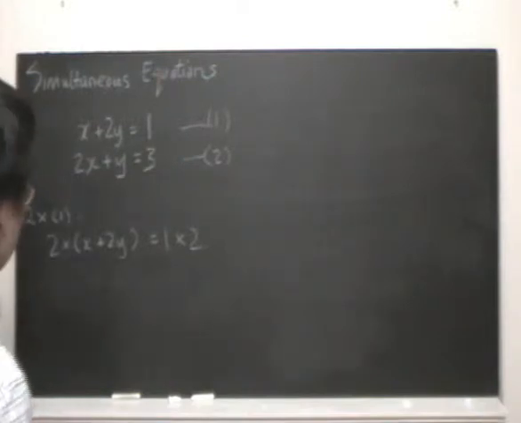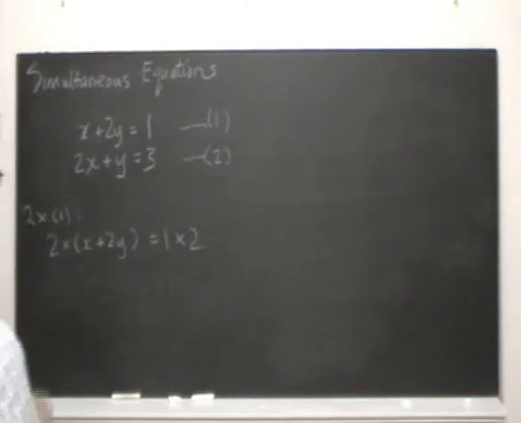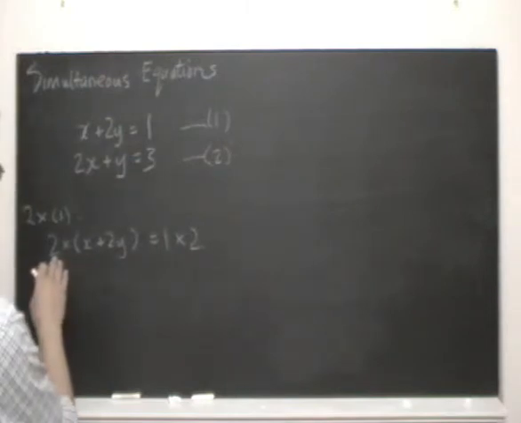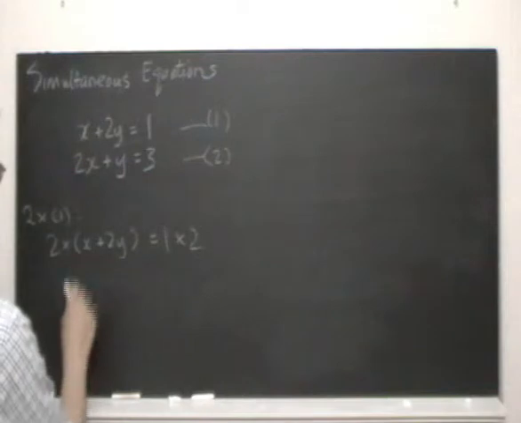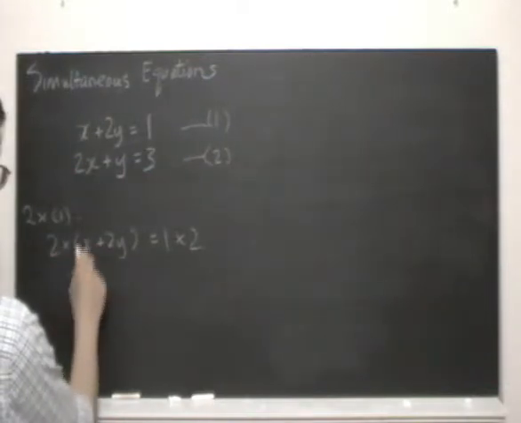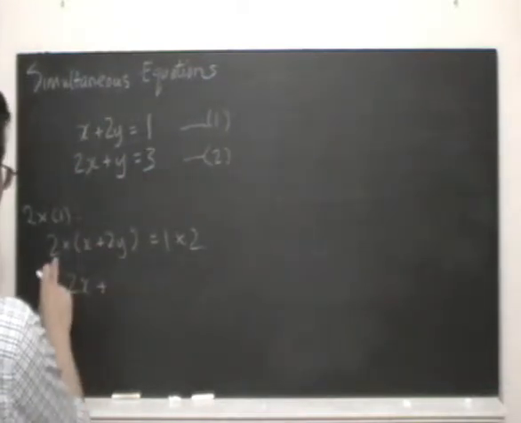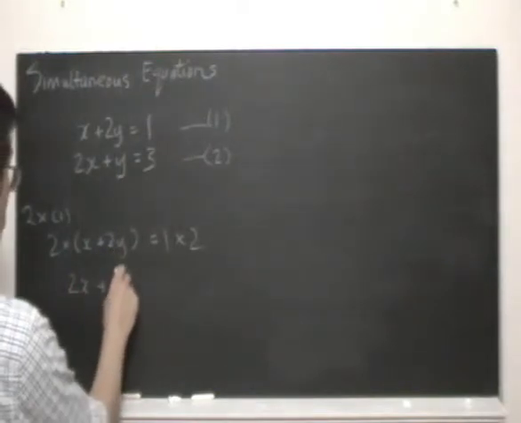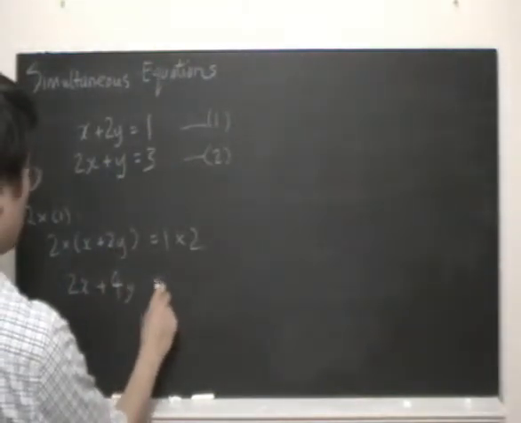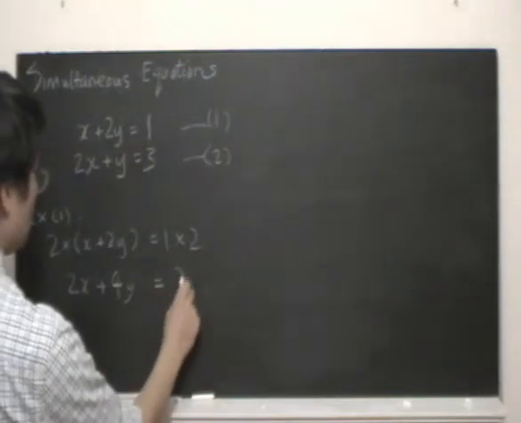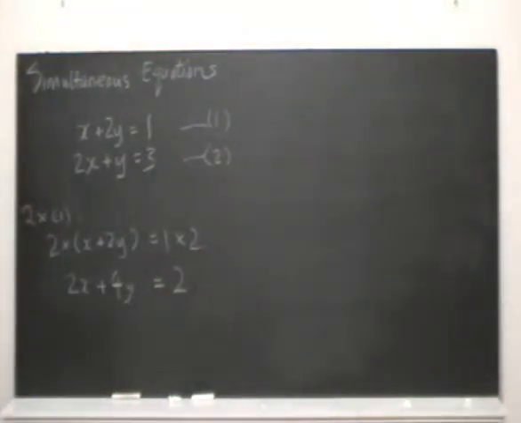Let's simplify that. Let's remove the bracket for that. We need to multiply 2 by each term in the bracket. That gives 2x plus 2 times 2y, which is 4y. And on the right side, I have 1 times 2, which is 2. So now, I have a 2 in front of the x, and the number in front of the x is now the same as in equation 2.